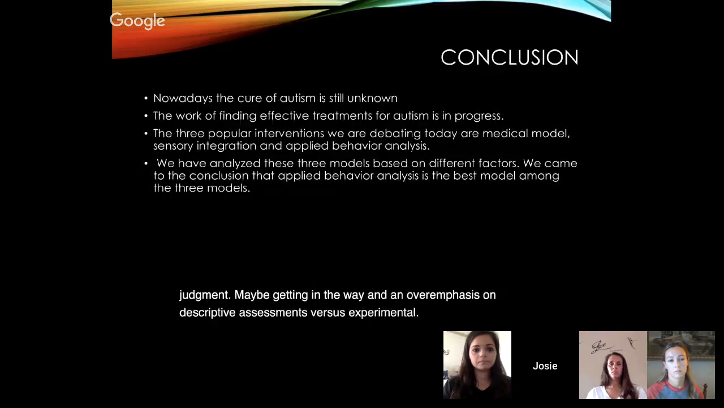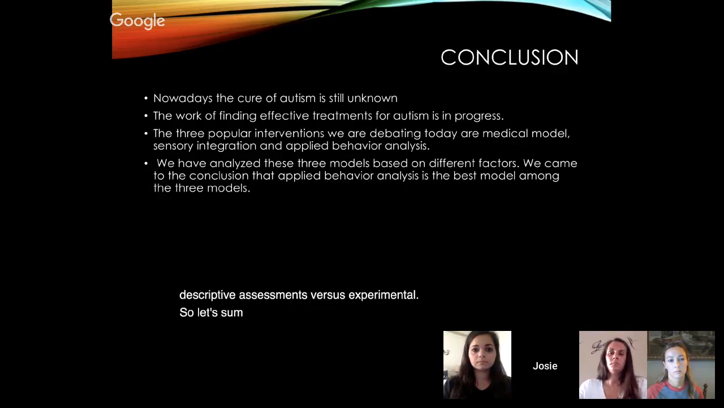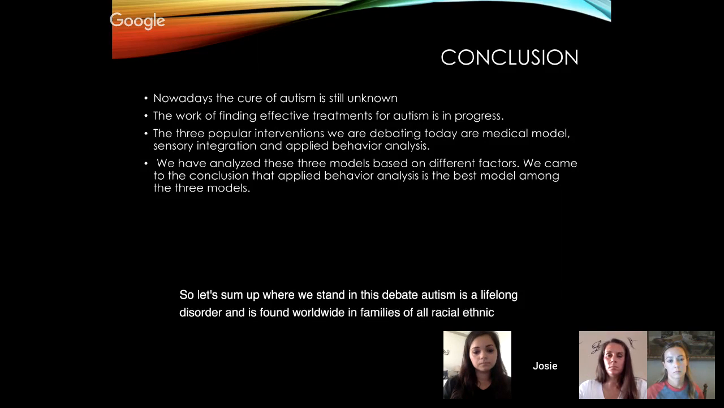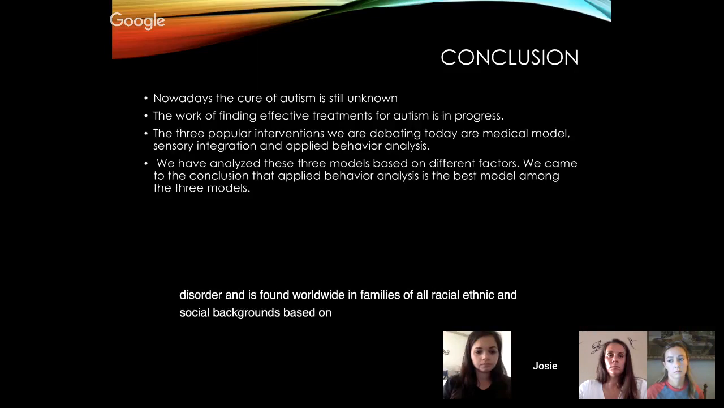So let's sum up where we stand in this debate. Autism is a lifelong disorder and it's found worldwide in families of all racial, ethnic, and social backgrounds. Based on the Centers for Disease Control and Prevention, the prevalence of autism is now 1 in 59 children in the US. They report that boys are 4 times more likely than girls to have autism across racial groups, ethnicity, and socioeconomic status. Nowadays, the cure for autism is still unknown.